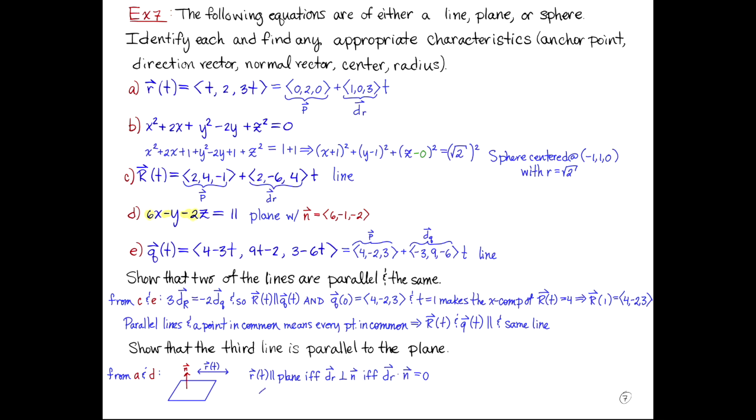From part A, our direction vector is (1, 0, 3). And taking the dot product of this with our normal vector from part D, (6, −1, −2), we get 1 times 6 plus 0 times −1 plus 3 times −2, which simplifies to 6 minus 6, which is equal to 0. Since we used if and only if statements, this works to prove that the line is parallel to the plane.